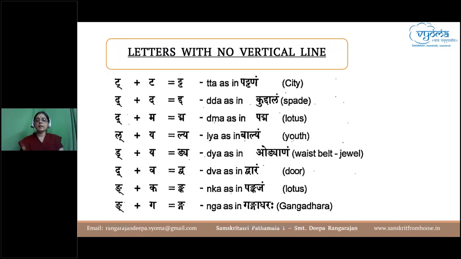Can you read it one more time? Pattanam. Pattanam, very good. Yes. Da plus da, as in Kuddalam. Very good. Kuddalam means a spade. Spade, yes. Next is da plus ma, Padmam, lotus.